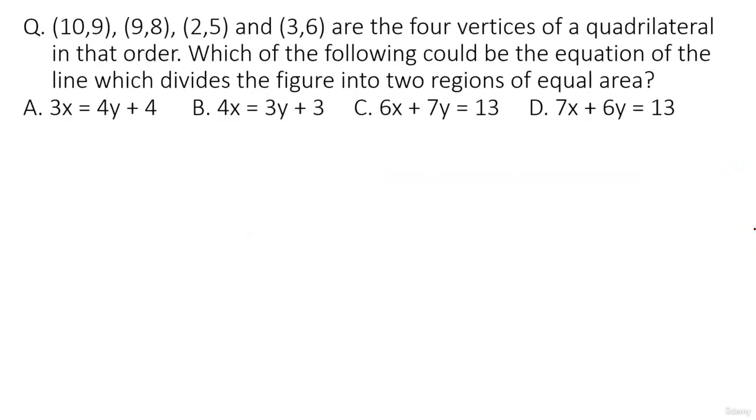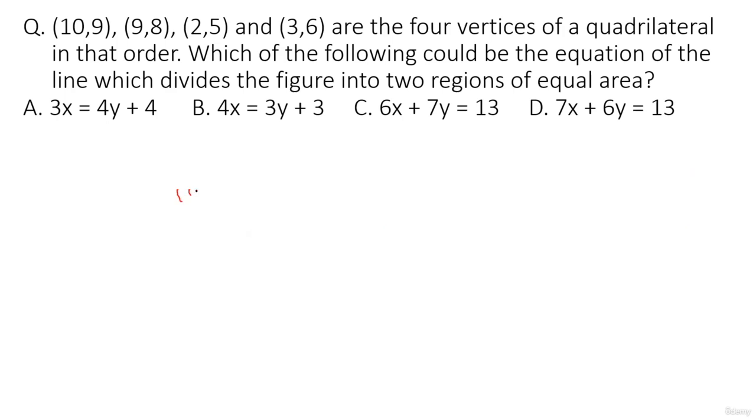I've given you this question. I want you to try this one out, and if you're not getting it, you can continue with the video. So let's solve. The points (10, 9), (9, 8), (2, 5) and (3, 6) are the 4 vertices of a quadrilateral in that order. Which of the following could be the equation of the line which divides the figure into 2 regions of equal area? First we'll figure out what kind of quadrilateral this is.